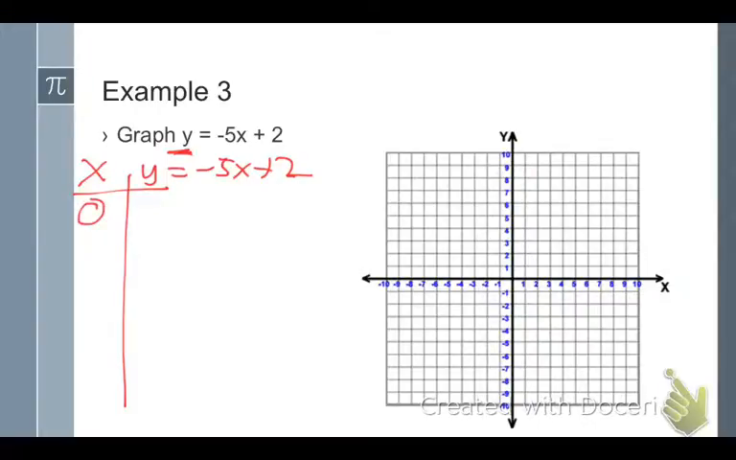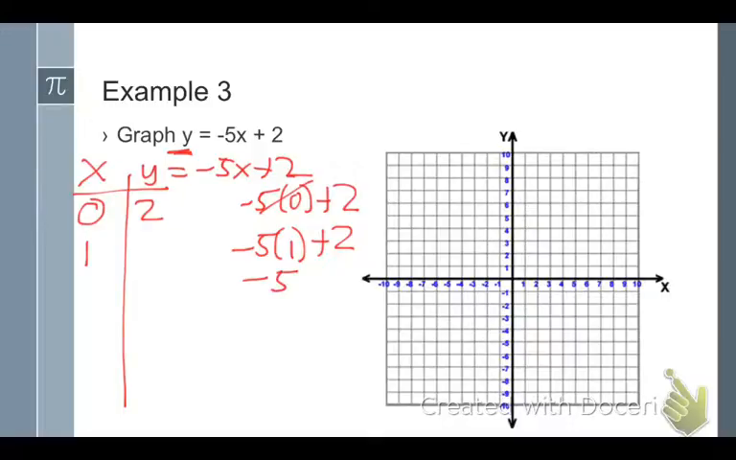So 0 is always a nice number to pick. -5 times 0 plus 2, that becomes a 0. I just simply get a 2. That's the y-intercept. That's always a nice point to graph. Then you really only need to pick one other point, but you could pick 2 other points. I'm going to just let x equal 1. So I get -5 times 1 plus 2. I have a negative times a positive, so that gives me -5. When the signs don't match, you get a negative number, plus 2.